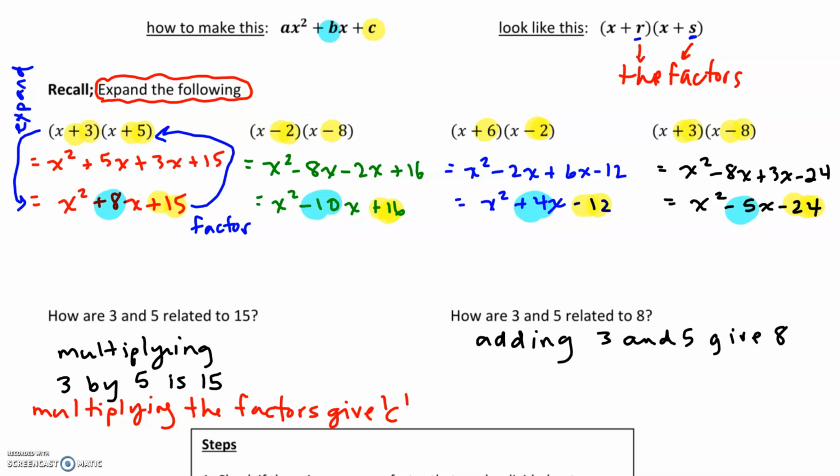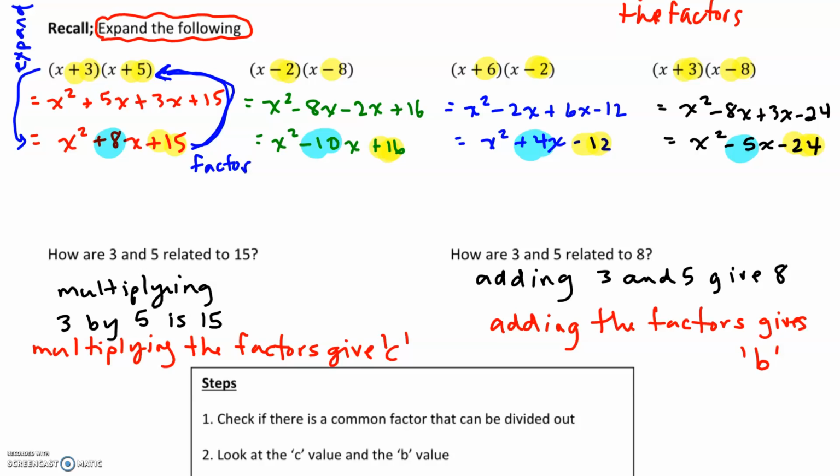So let's go ahead and we'll write that underneath. Adding the factors gives b. All right, we're going to use those two concepts in order to factor. So in order to go from the trinomial and back up to the original multiplication of binomials.